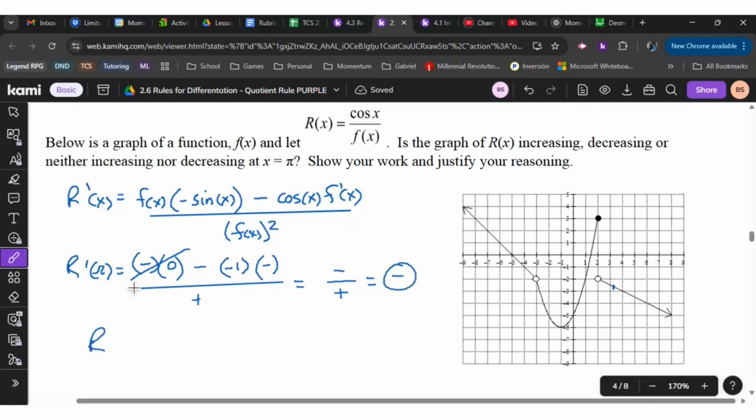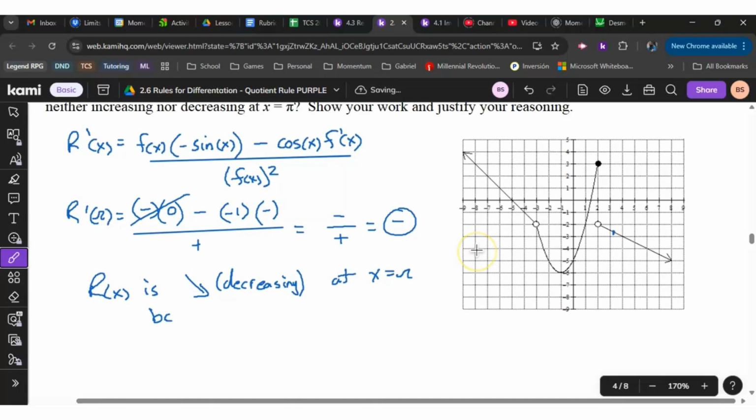Therefore, we can say r of x is decreasing, or you can write out decreasing. That's what that means. Decreasing at x equals pi. And what's our reasoning? Because the derivative, r prime of pi, is less than 0. Or you can say below the x-axis or negative. I don't care how you say it, as long as we somehow point out that the derivative is negative. And that's why we know that this original is decreasing.